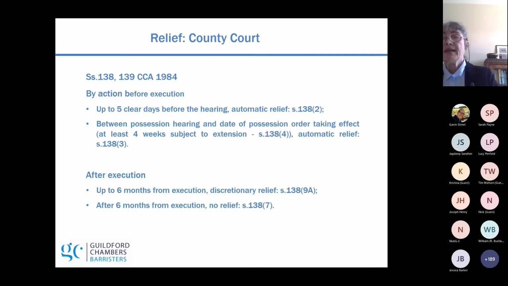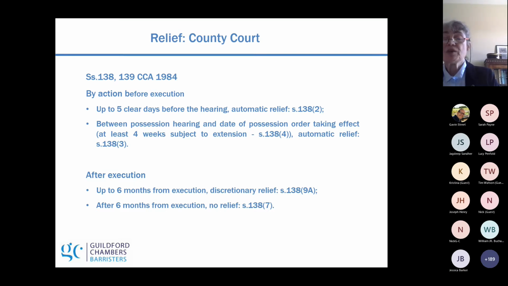The rules governing relief depend on the method of forfeiture, the forum, and the stage at which relief is sought. Invariably, however, relief will be in a county court situation. By action in the county court, the equitable jurisdiction has been put on a statutory footing by sections 138 and 139 of the County Courts Act 1984.